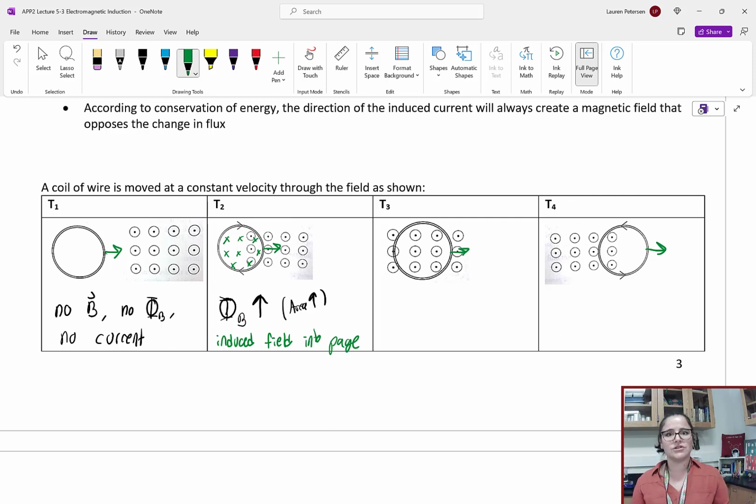And what direction is current going? If it's creating a magnetic field into the page, it's creating a clockwise current. Okay, so the current induced is going to be clockwise.